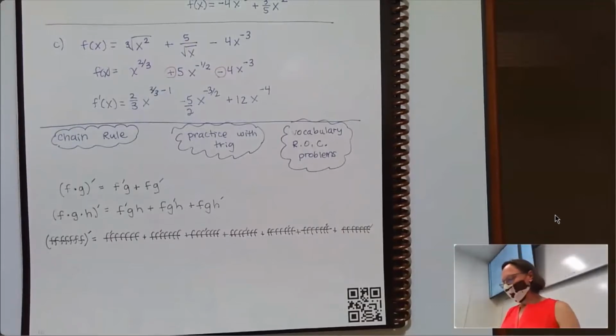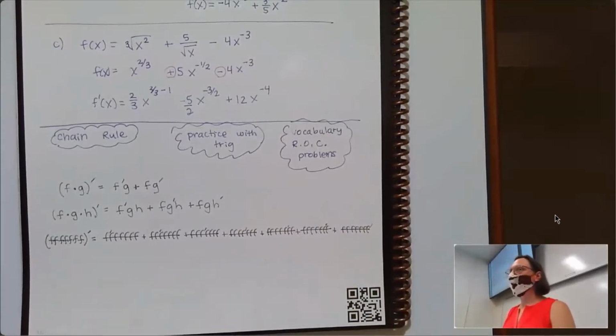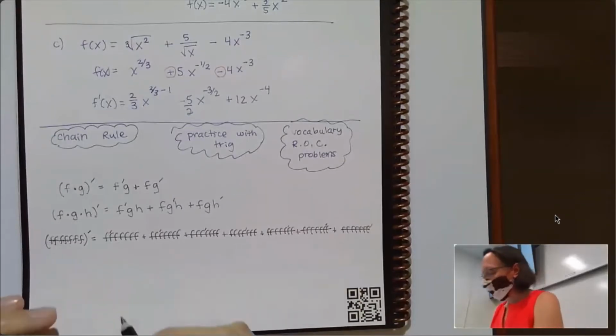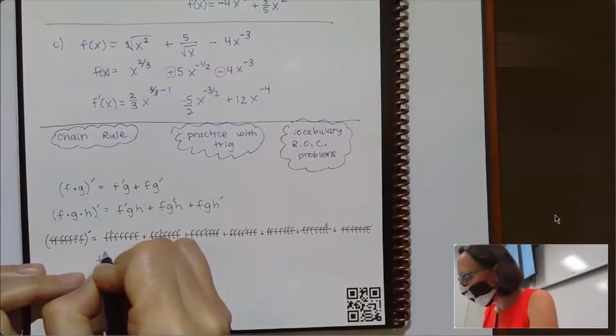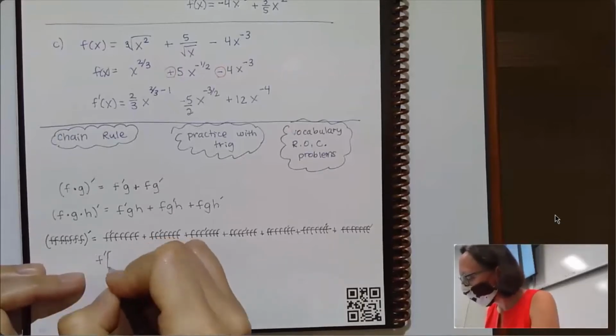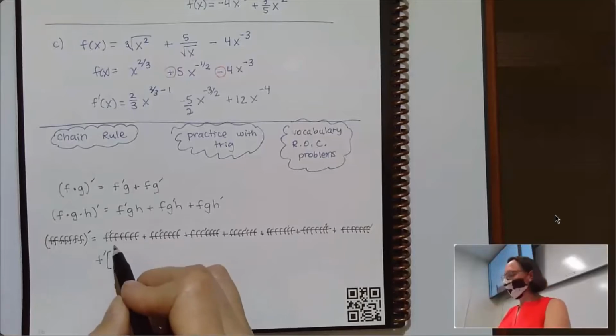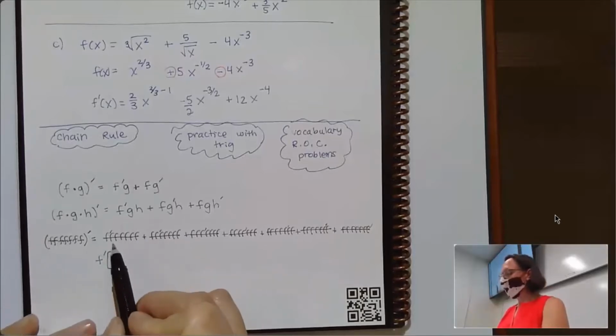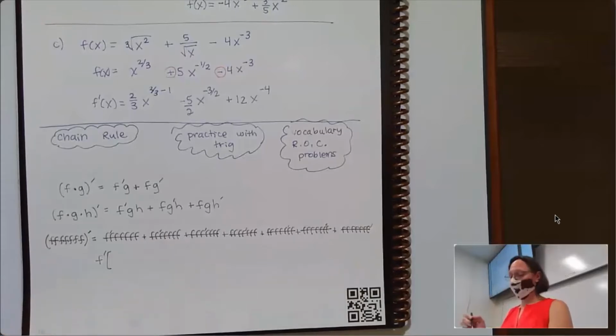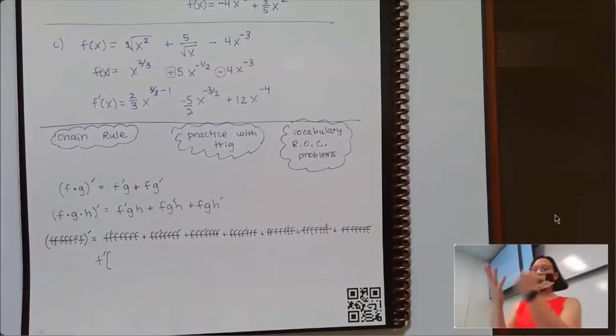Now, I got 7 of these things. And each of those 7 things has exactly one f prime in it. So I'm going to factor that f prime out. But if I pull the f prime out of here, I should have 1, 2, 3, 4, 5, 6 regular f's. But if I have f times f times f times f times f times f, what's the shortcut way of writing that?